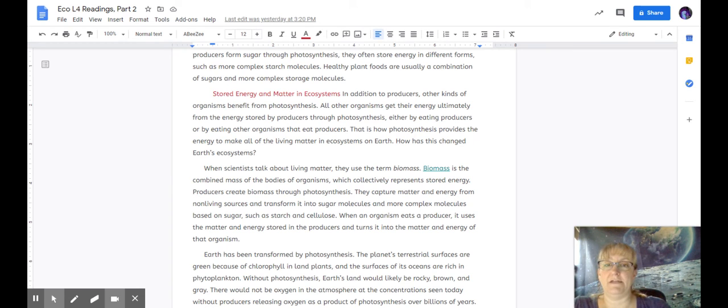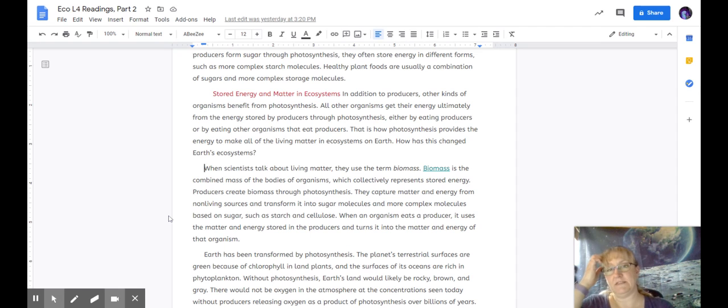And we're here. Stored energy and matter in ecosystems. In addition to producers, other kinds of organisms benefit from photosynthesis. All other organisms get their energy ultimately from the energy stored by producers through photosynthesis, either by eating producers or by eating other organisms that eat producers. That is how photosynthesis provides the energy to make all of the living matter in ecosystems on Earth. How has this changed the Earth's ecosystems? So think about that question and see if you can find the answer.